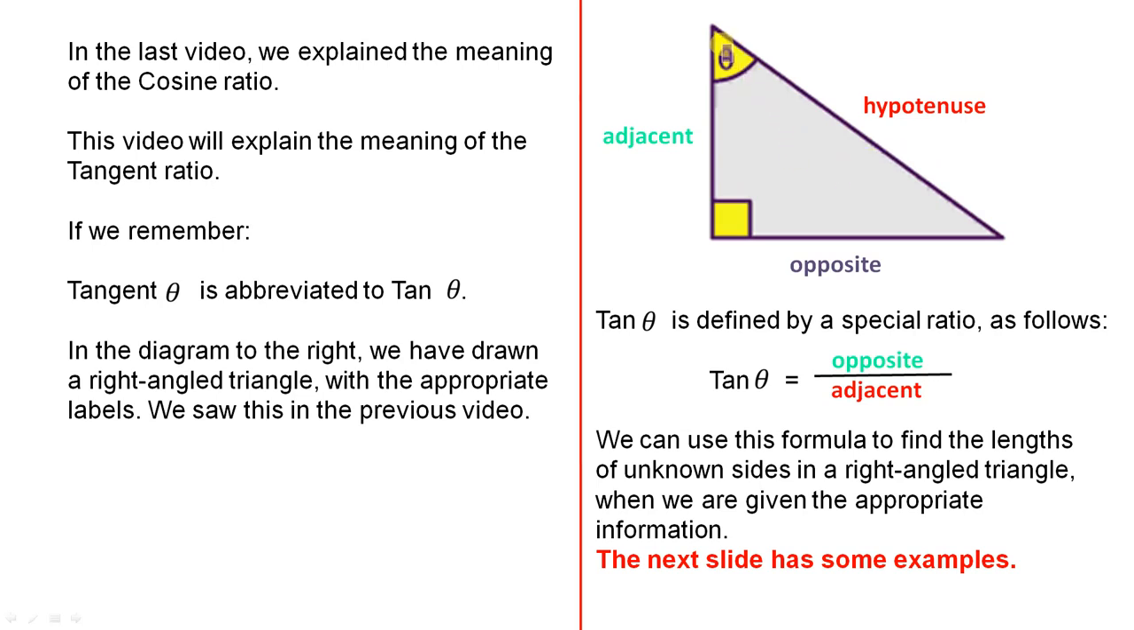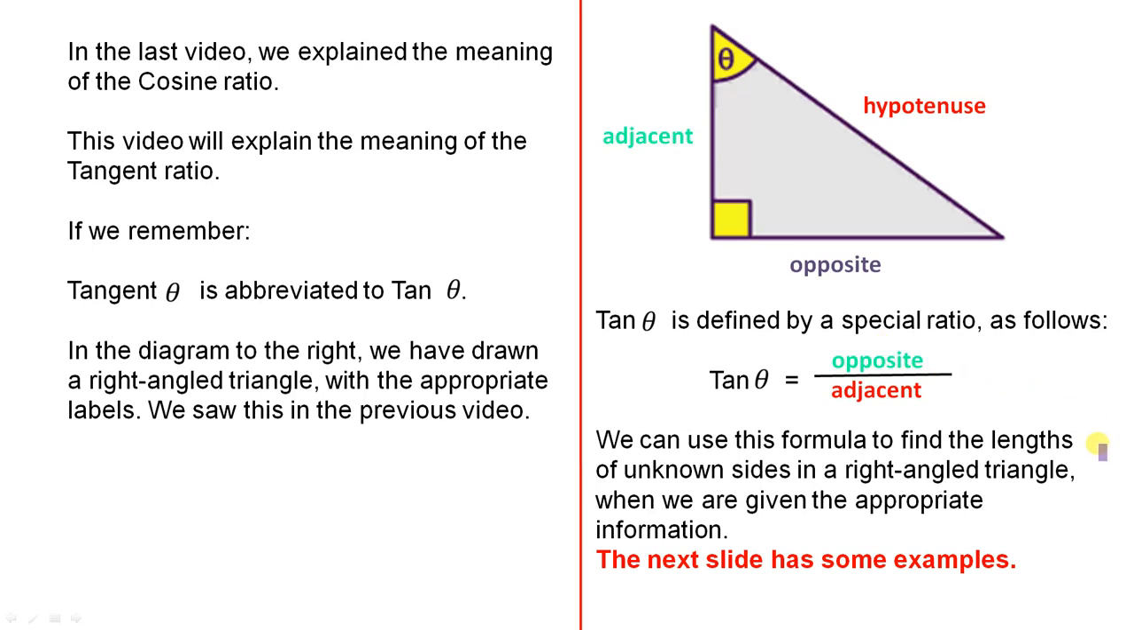So, we have theta here, and once theta is placed in that position, this becomes the opposite side, that becomes the adjacent side because it's next to theta, and of course that's always the hypotenuse because it's opposite the right angle. So tan theta is defined by a special ratio as follows. Tan theta equals opposite over adjacent. So the tan of theta is the length of the opposite side over the length of the adjacent side.